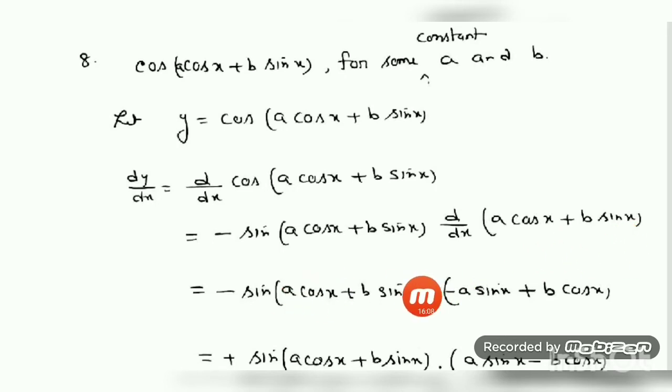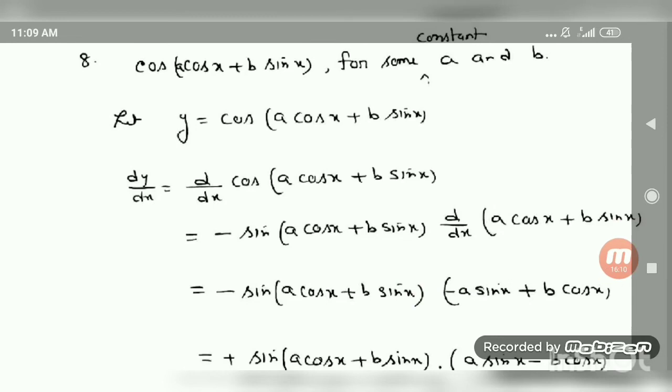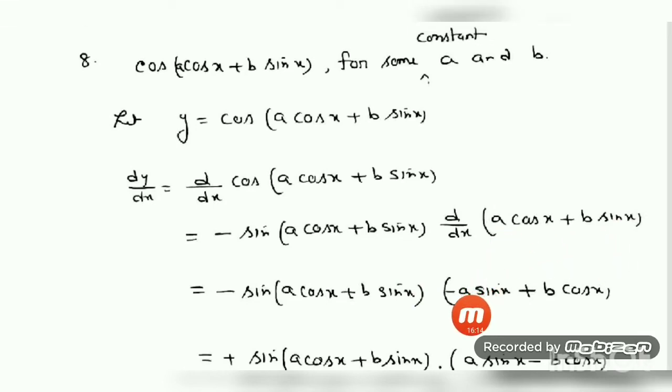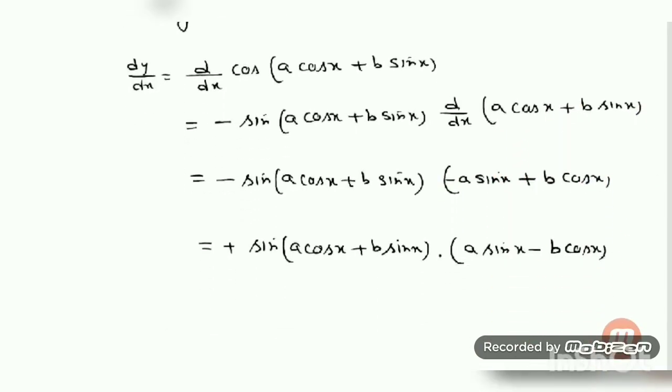Keep it as it is, and take the derivative of this expression. What is that? You see, a is there, so a comes out, d/dx of cos x is minus sin x. b is there, it comes out, d/dx of sin x is cos x. So here this result is completed.